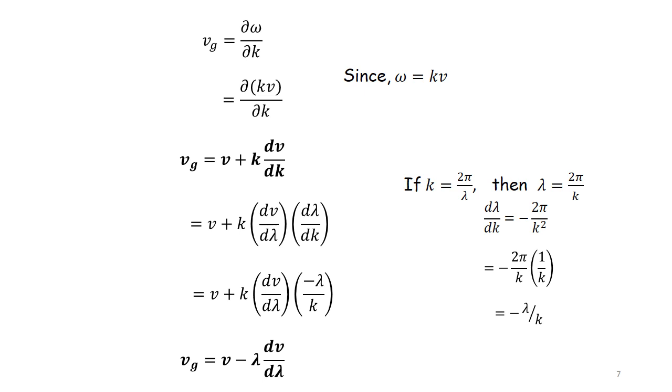We can now derive the relationship between the group velocity and the phase velocity from my initial expression, group velocity, which is d omega dk.